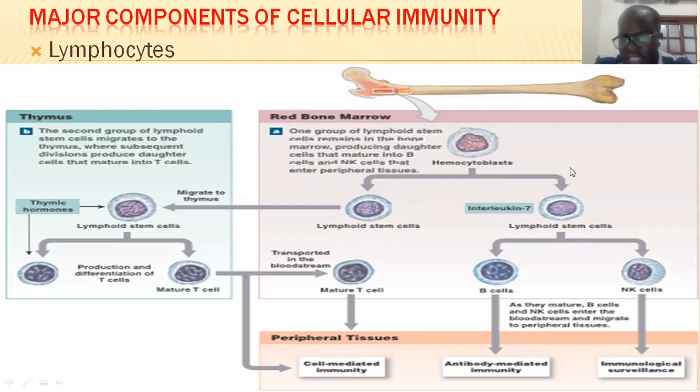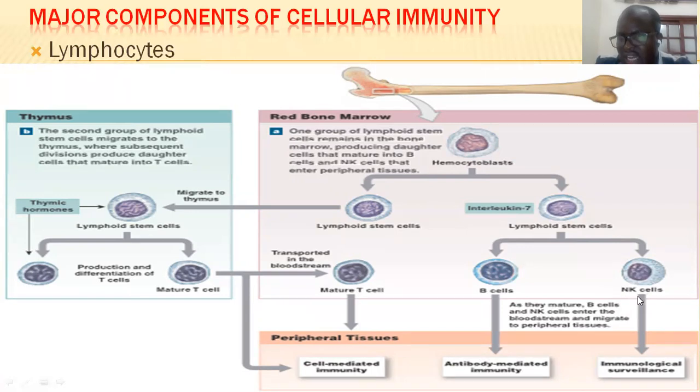Then you can see that other lymphoid stem cells will differentiate into B cells and natural killer cells. The B cells are the ones that are involved in production of antibodies. So you have antibody-mediated immunity. That is part of humoral immunity, because these antibodies will be released into the circulation. Then you have the natural killer cells.